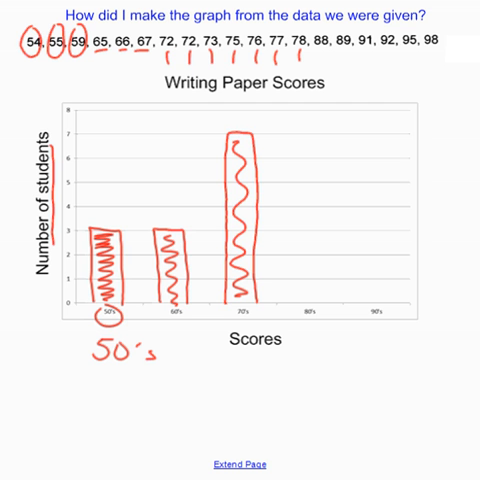Now you notice, to make this easier to break up into categories, I rewrote the data in order. You don't really have to do that. You could do it from the data not being in order. This makes it a little quicker to do the counting if you write the data in order.